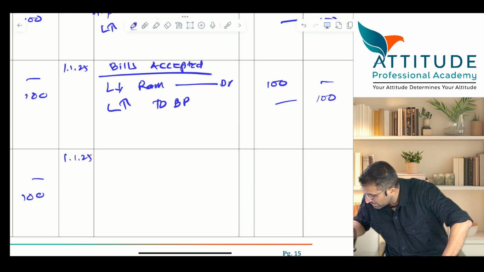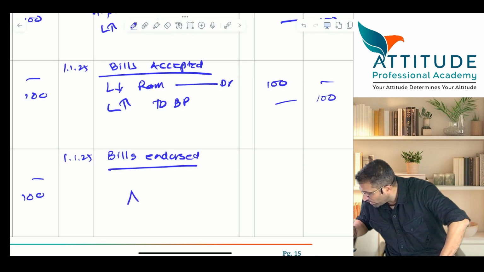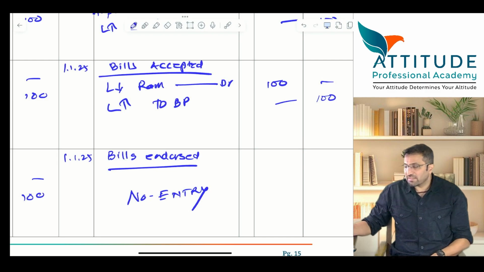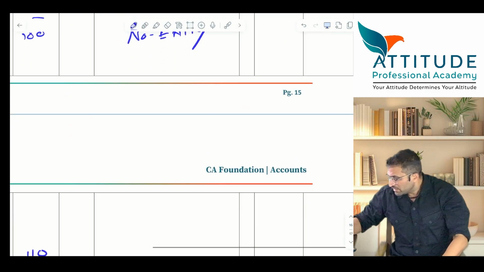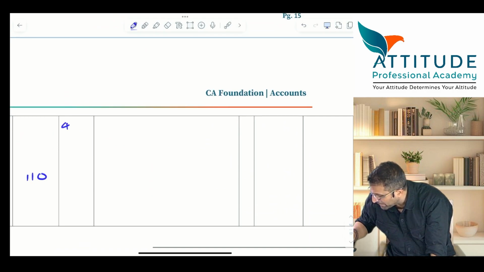125. Bills endorsed. Entry. Very good. No entry. There won't be any entry because that is a transaction between Ram and Sita. Then ये last में आएगा, ये culprit है.